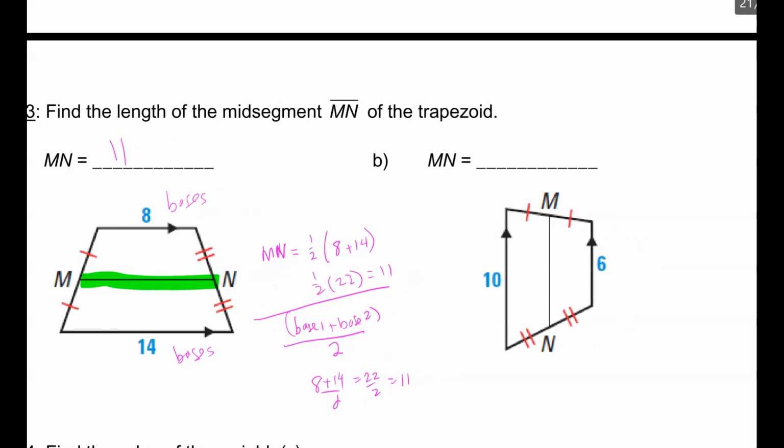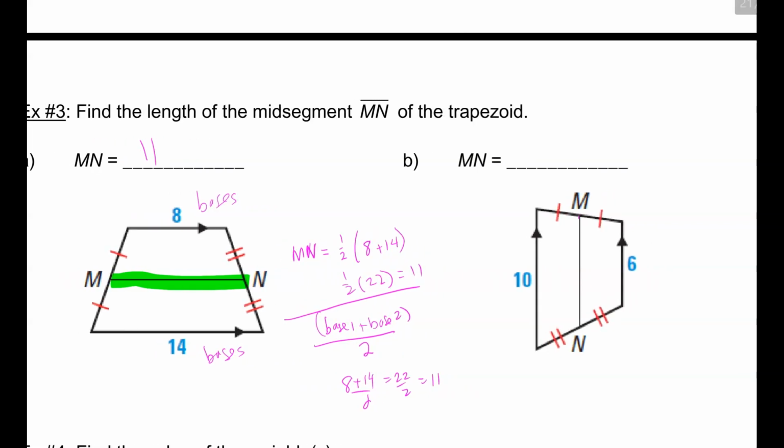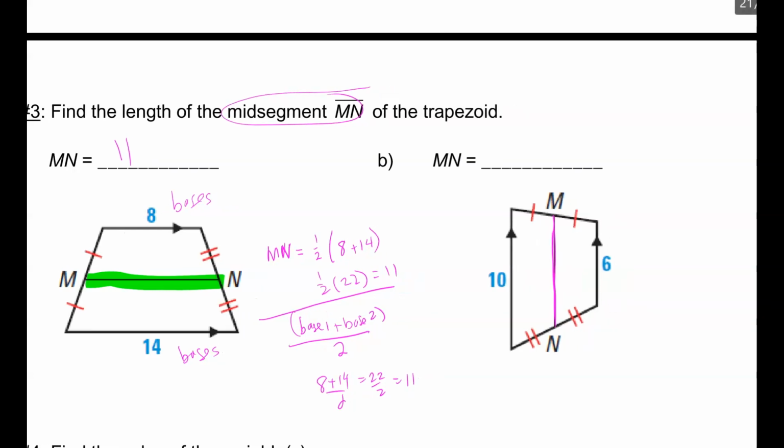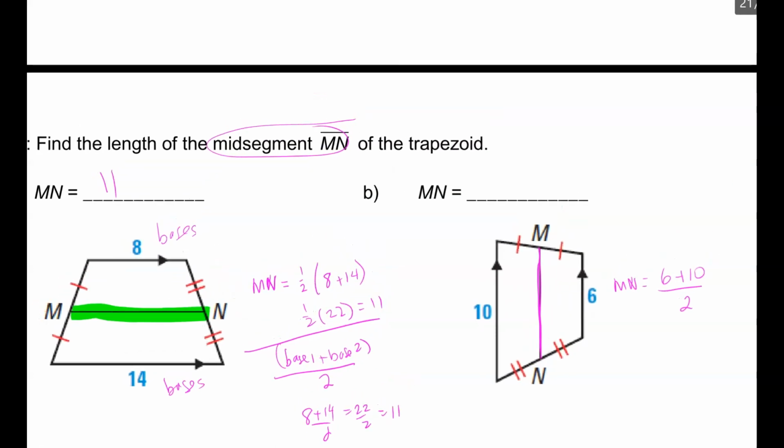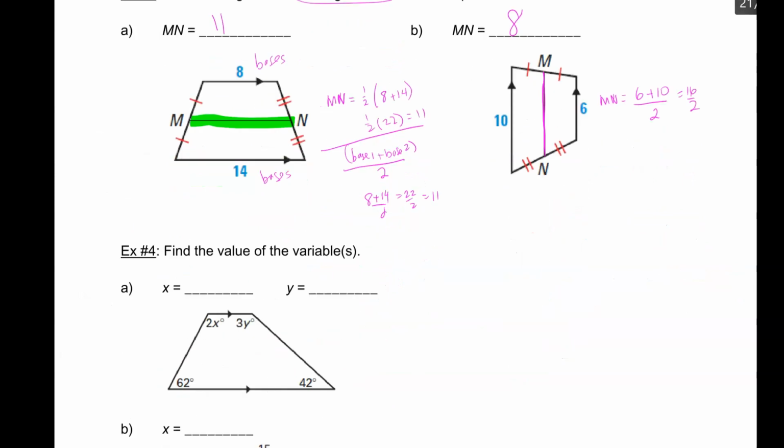All right, let's try the next one. So we have MN. That still is the mid-segment. They told us it's the mid-segment. Perfect. So we have MN is going to be base 1 plus base 2 all over 2. I'm just adding the bases and dividing by 2. So this is 16 over 2, so that length is going to be 8.